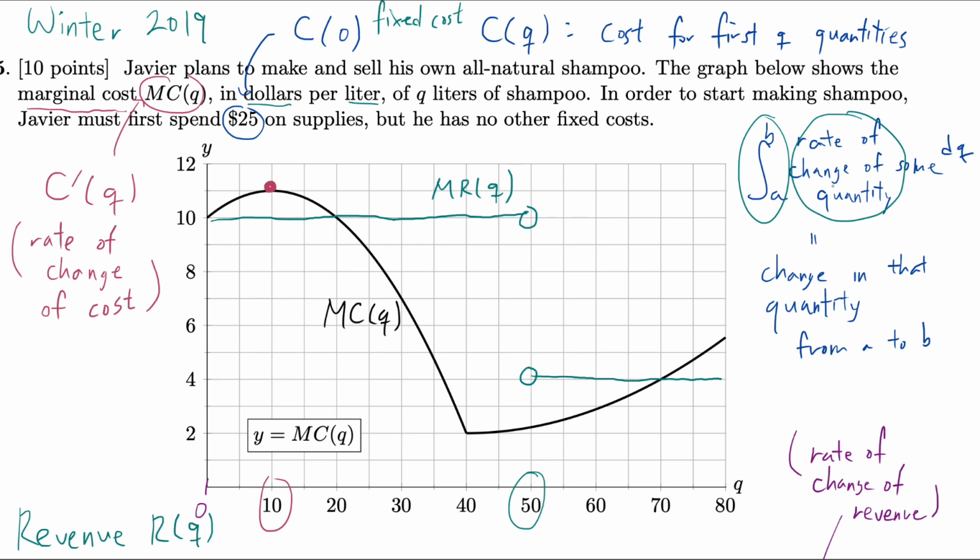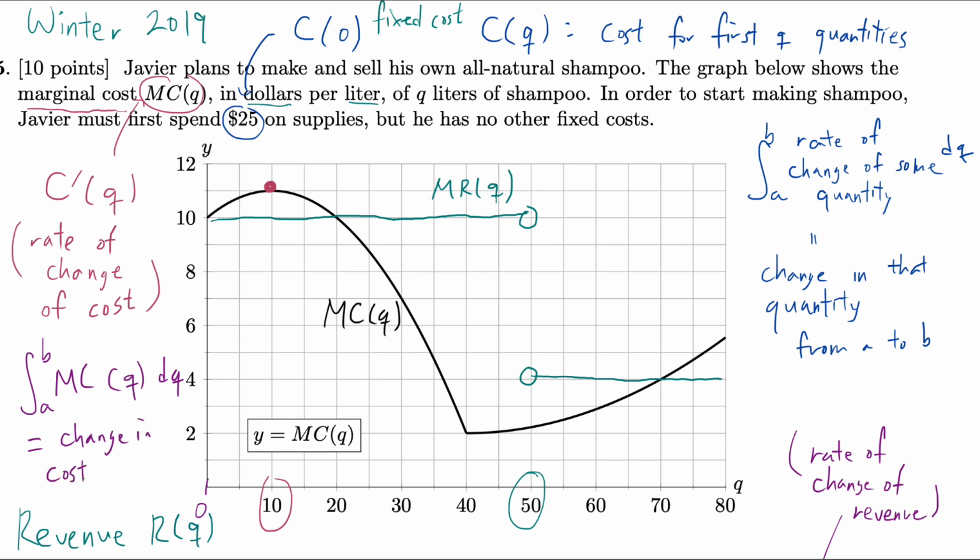Antiderivative of rate of change, well, that's just going to be the quantity itself, and we get the change in the quantity from A to B here. So for example, when I try taking the integral from A to B of marginal cost, MC of Q dQ, what do we get? Well, MC is the rate of change of cost. So when we integrate from A to B, we'll get the change in cost, or how much money we're spending really, from A to B.